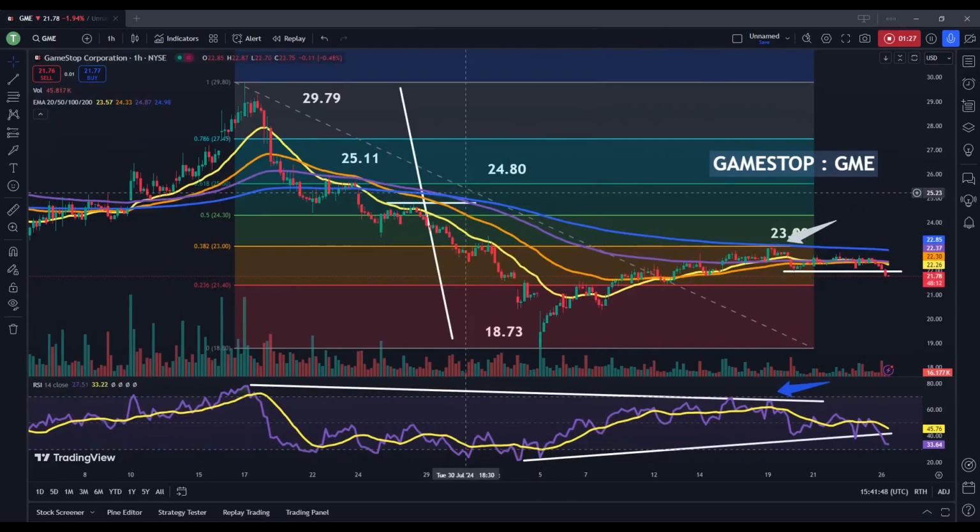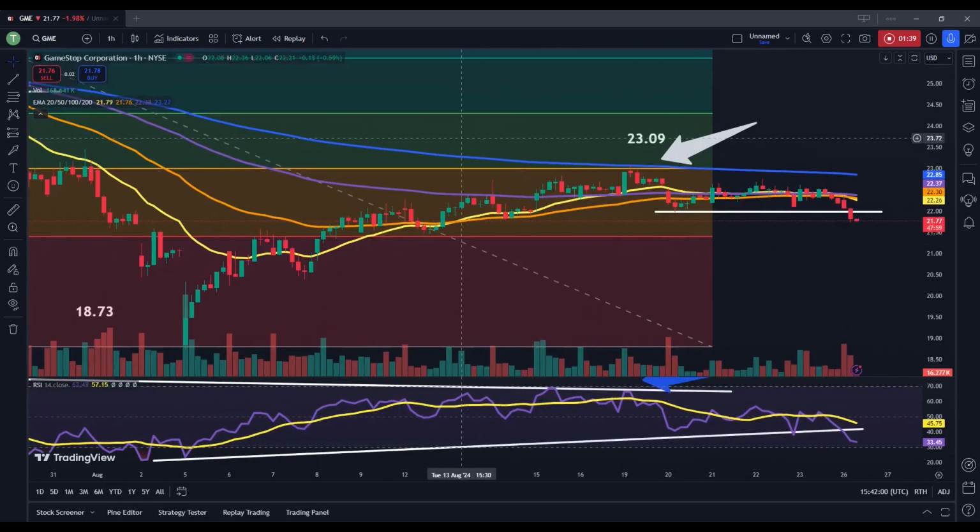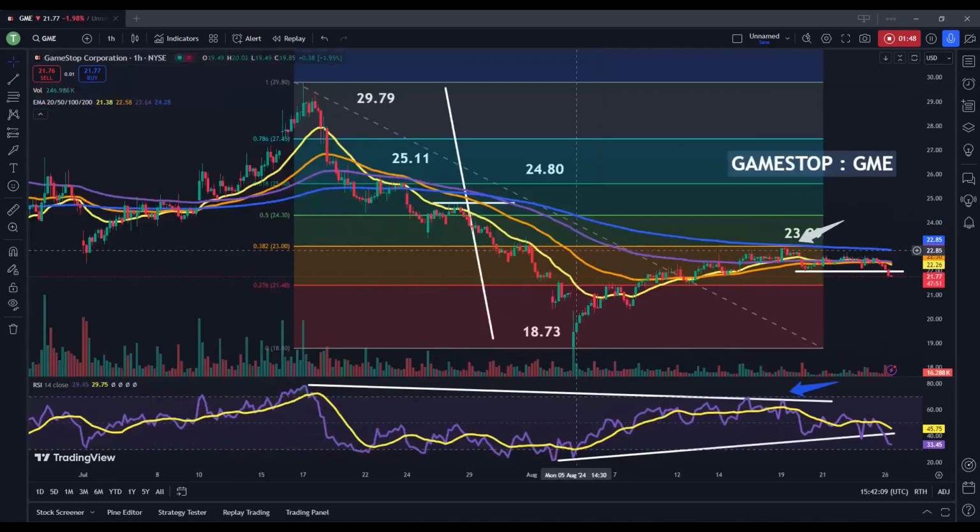One would be this declining blue line here, which is the 200-hour exponential moving average. It's the 200 period EMA, and this is the 1 hour price chart. So what we're seeing here is the average of the prior 200 hours. And as we can see here, this blue line comes into direct contact with this orange line, which is the 38.2% Fibonacci retracement of the price decline from 29.79 to 18.73.